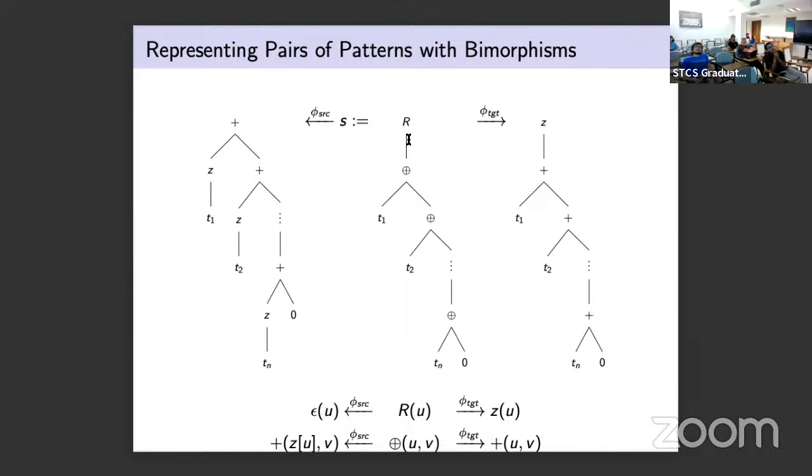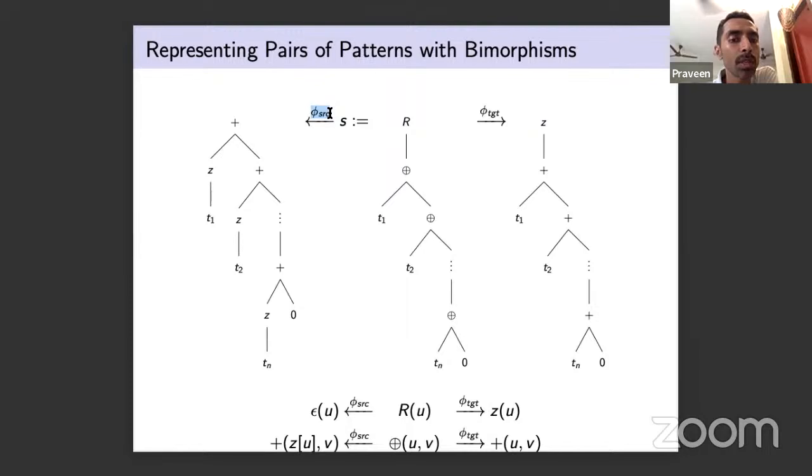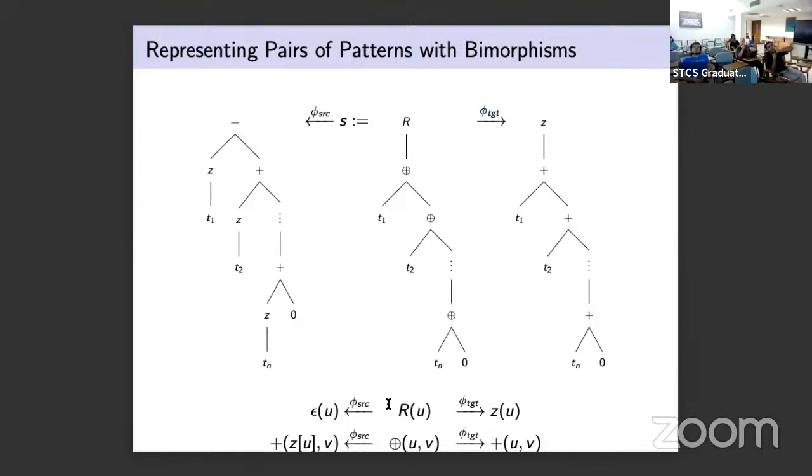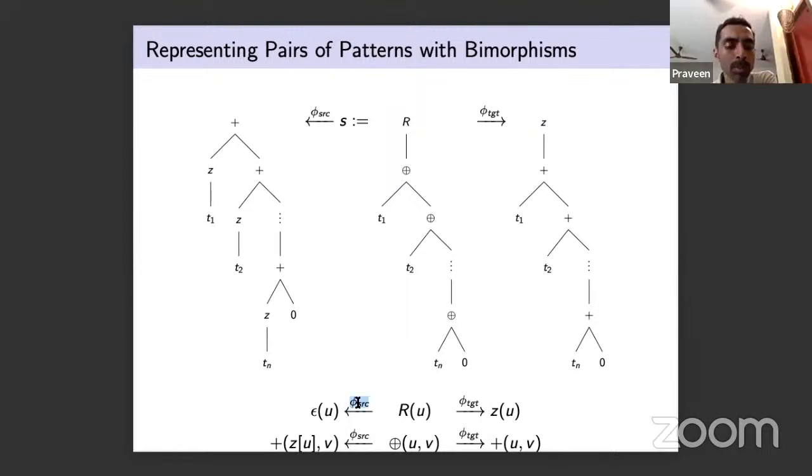Seed tree, okay. And we apply two homomorphisms to the seed tree. One we call phi source, so that we get the source pattern, and we apply the homomorphism phi target to the seed tree, and we get the target pattern. The homomorphism itself I have depicted here at the bottom. I'm not giving the full details, but these two should be enough.